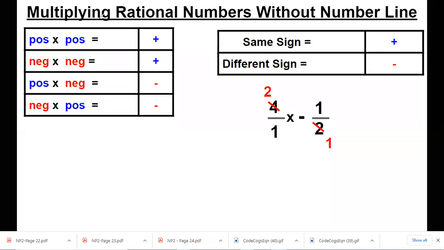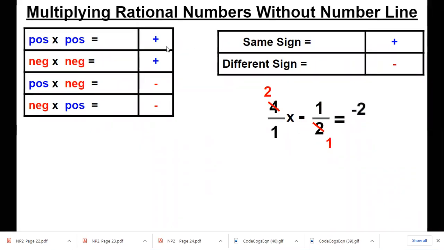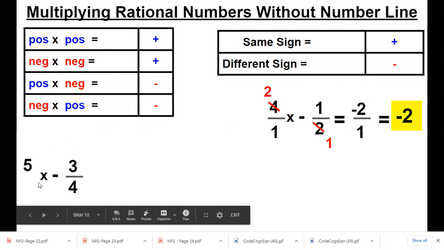And then I multiply across the top. 2 times -1 and 1 times 1. That will give me -2 over 1. And what is any number over 1? Well, it's the number itself, right? So the true answer is -2. Okie dokie. Here's another one. 5 times -3/4. Well, I'm going to put my 5 over a 1.